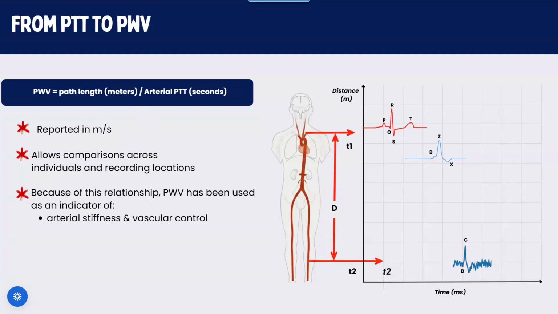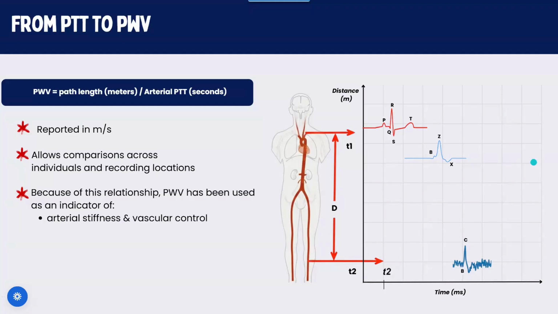The nice thing about the standardization of this calculation is it allows comparisons across individuals and also recording locations. Today we're talking about dual impedance on the calf, but the same goes for PTT like we talked about with PPG. You can collect this from different locations, and depending on the distance, that will also affect the pulse wave relative to that site.